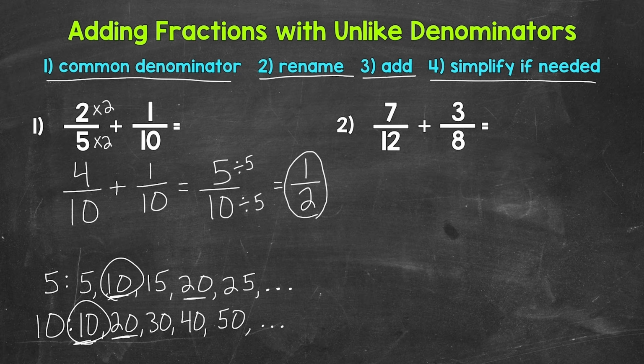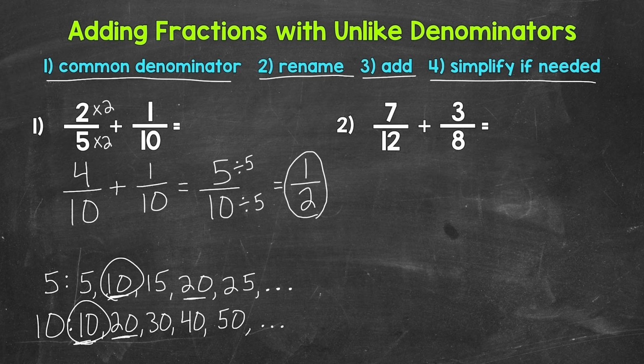Let's move on to number 2, where we have 7/12 plus 3/8. Do we have a common denominator here? No, so we can't add these fractions as is. We need a common denominator. So we need a common multiple of 12 and 8, specifically the least common multiple. Let's try to do this one without writing out the multiples. So what's the least common multiple here? We can think, what number does both 12 and 8 go into?